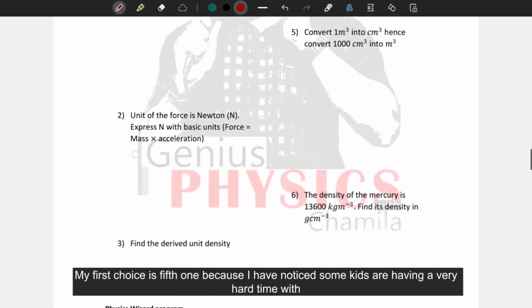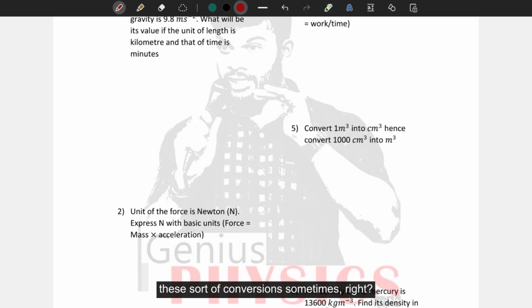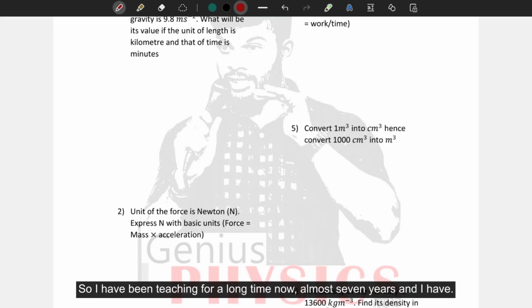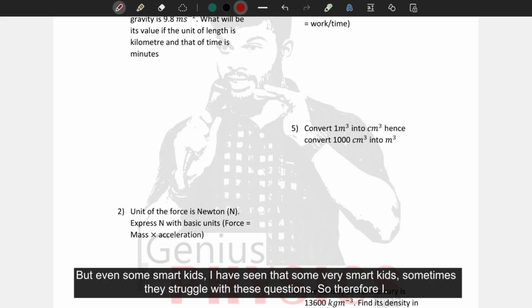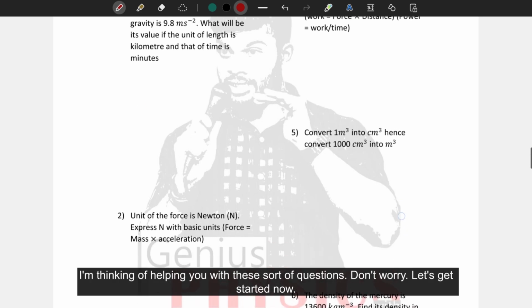My first choice is the fifth one, because I have noticed some kids have a very hard time with these sorts of conversions. I have noticed this in my teaching career. I have been teaching for almost 7 years, and even some very smart kids sometimes struggle with these questions. So I am thinking of helping you with these. Don't worry. Let's get started.